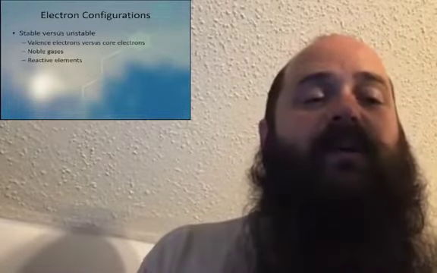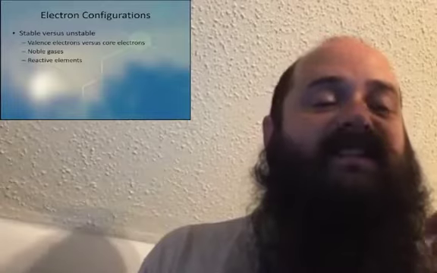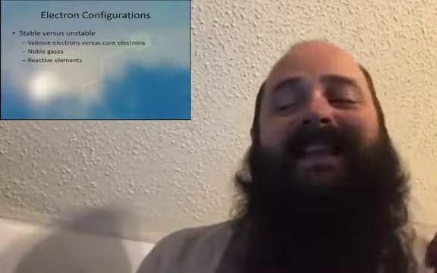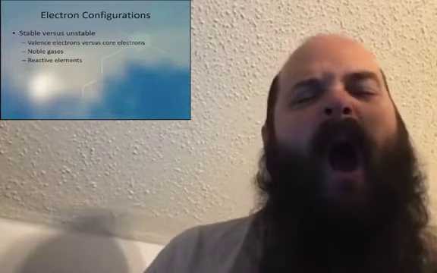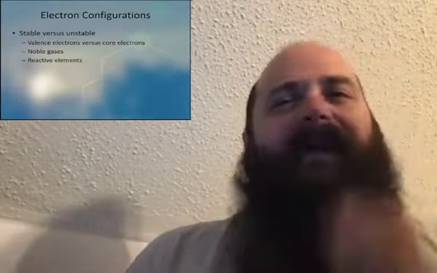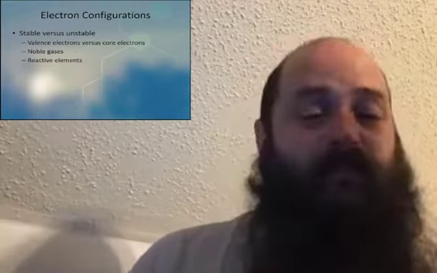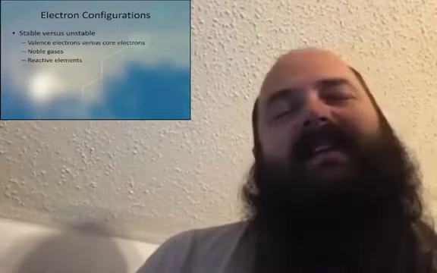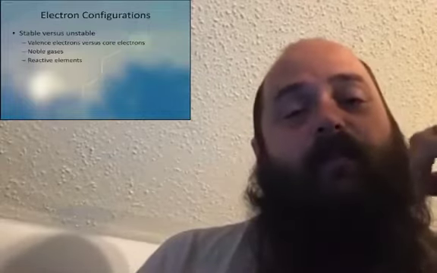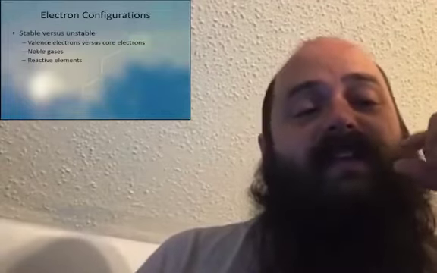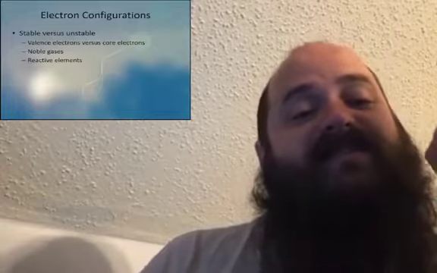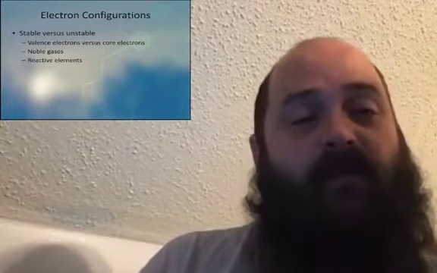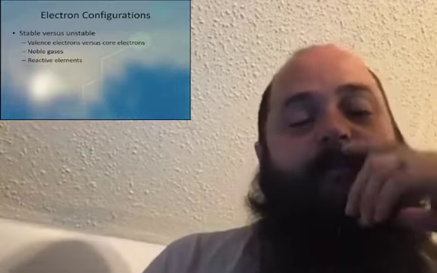So when we're talking about electron configurations, what we're talking about is the stability of the atom. A stable electron configuration means that the chemical will then be stable. So, what determines if an electron configuration is stable or not? Well, what we call the outer shell of electrons is valence electrons. Everything inside the outer shell is called a core electron.